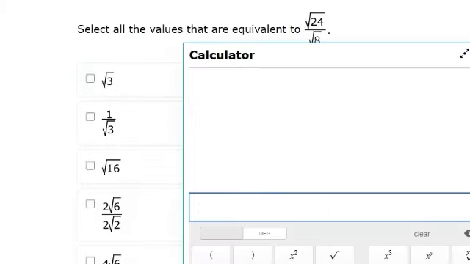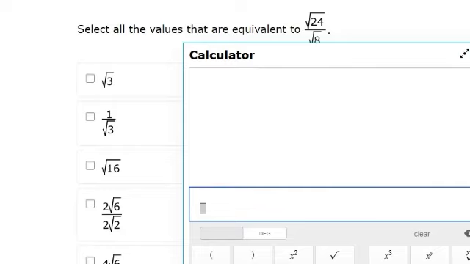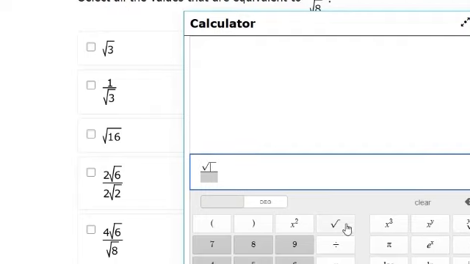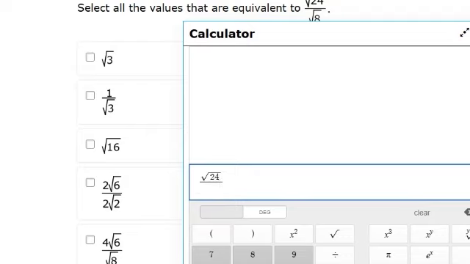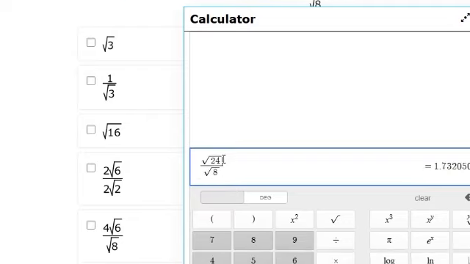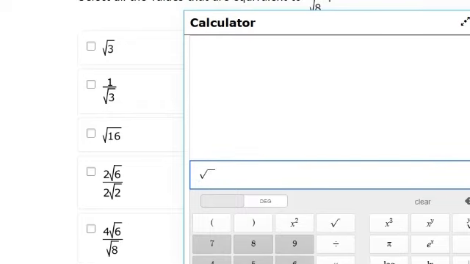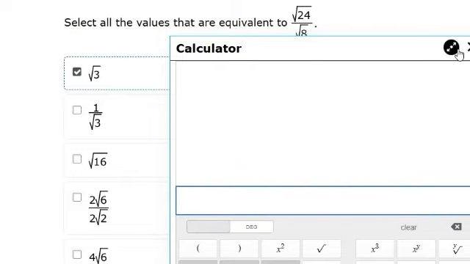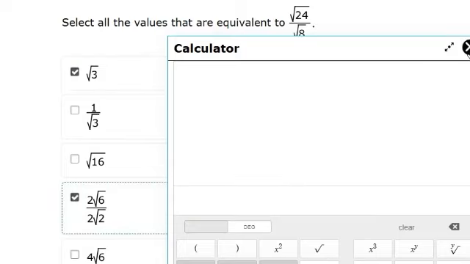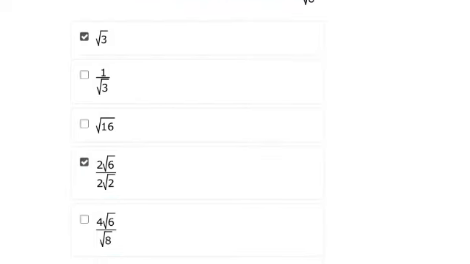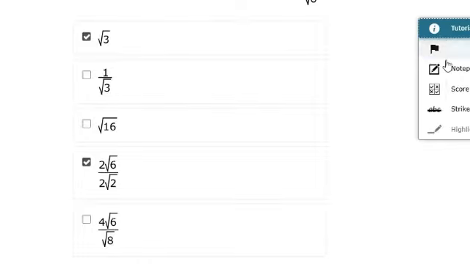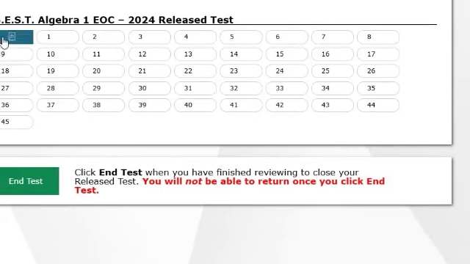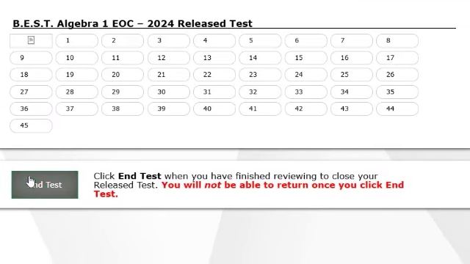What is the answer? Technical difficulties. Do you need a calculator for this one? No. You could simplify, but if you want to make sure it's the answer. See, root 24 by root 8 means what? Root of 24 divided by 8. I got it. Is it right? Is anything else left? No. Okay, next. I'm done. Click on end.